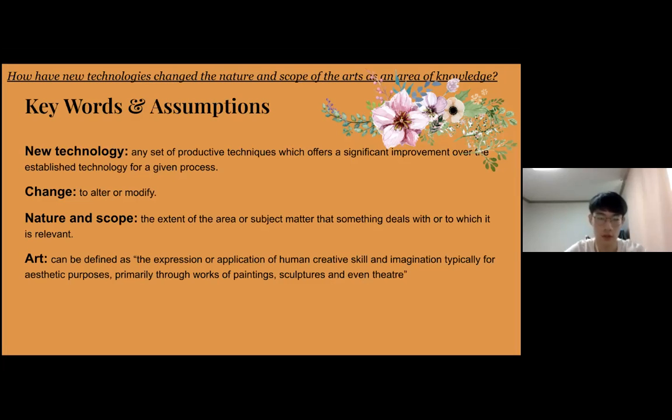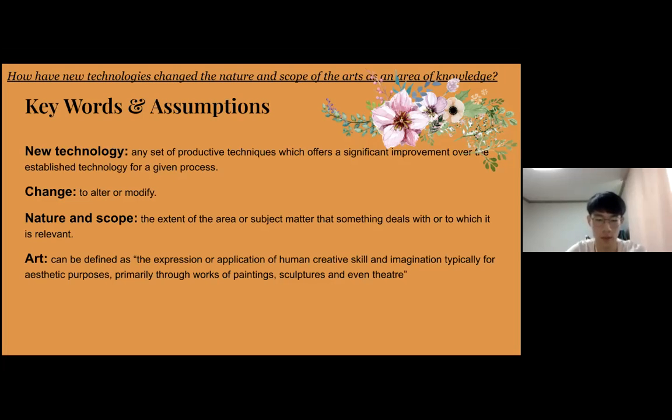Secondly, change is simply meaning to alter or modify. Thirdly, nature and scope is the extent of the area of subject matter that something deals with or to which it is relevant. In relation to art, the scope can be seen as the effectiveness and how much value art holds, which ultimately affects it as being an area of knowledge, since relevancy of something determines its worth to learn.